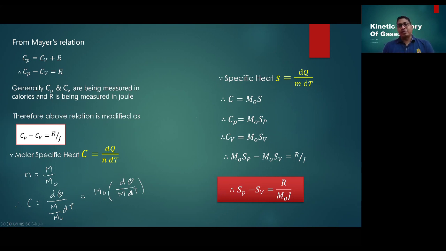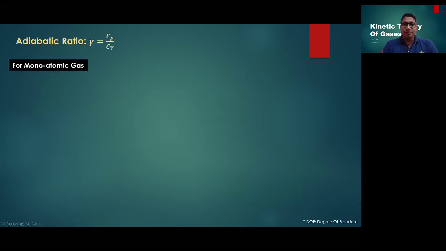So even we can have a relation between the principal specific heat. That's the relation which we have derived right now. Okay. Now next we are going to calculate the adiabatic ratio. What is adiabatic ratio? It's nothing but the ratio of molar specific heat at constant pressure to molar specific heat at constant volume. Okay. First, for monatomic gas.